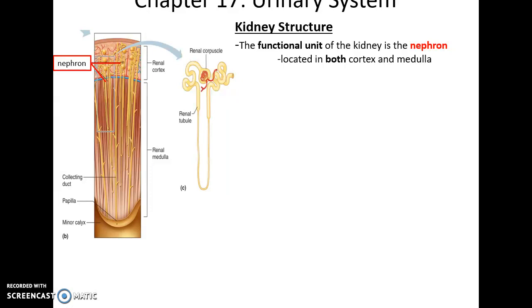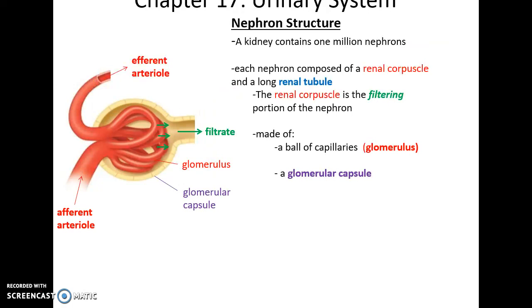So the nephron is the functional unit of the kidney. It's in both the cortex and the medulla. The nephron has what is called the renal corpuscle and the renal tubule. The corpuscle is the filtering part. Fluids leave the bloodstream and enter the glomerular capsule, and then that filtrate is what's going to be modified and eventually become urine.